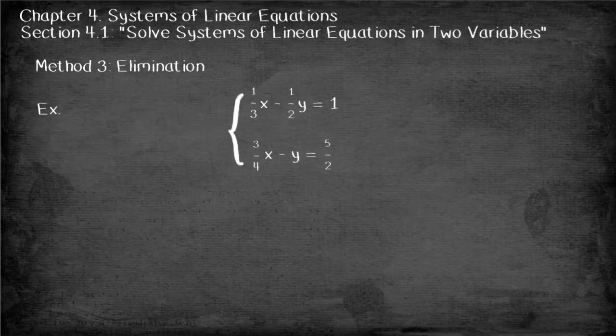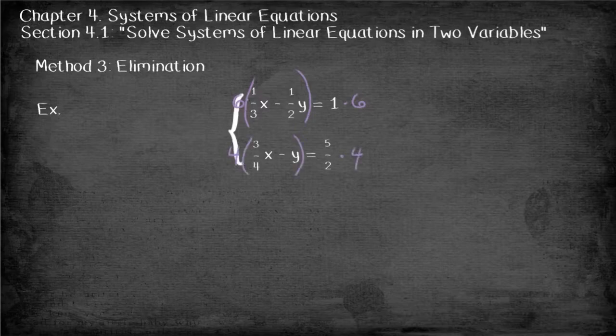So let's look at another example. All right, here I have a bunch of fractions, which I totally don't want. So I am going to clear them. And what can I do to clear them? Well, in the first equation, I have 1/3 and 1/2. So I can multiply by 6 on both sides of the equation. And how about the second one? Oh, so I can multiply by 4 because 4 is a multiple of 2.